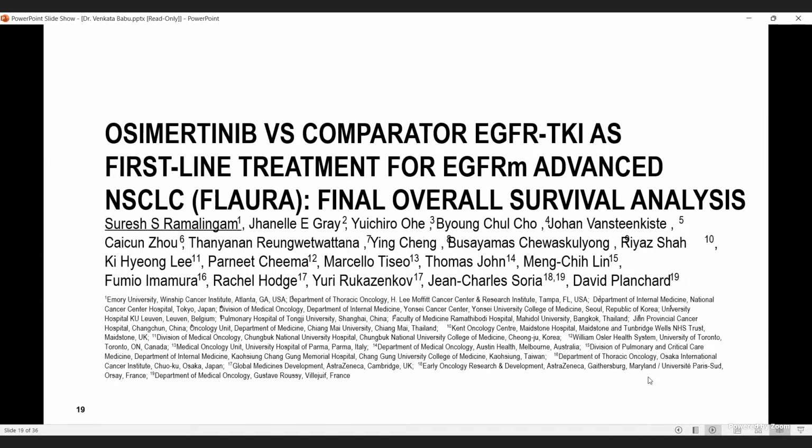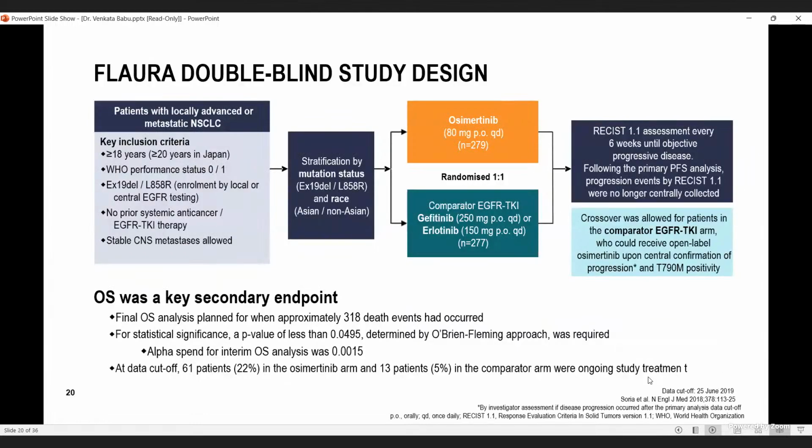This slide has been very well discussed by Dr. Neeti ma'am, so I will not go into details, but we do know the FLAURA trial, which has been evaluated by Dr. Suresh Ramalingam, where osimertinib is compared with the first generation TKI. But the most important point we need to note here is that in the FLAURA trial, patients with performance status of 0 and 1 were included. There were no patients with performance status 2 or 3.